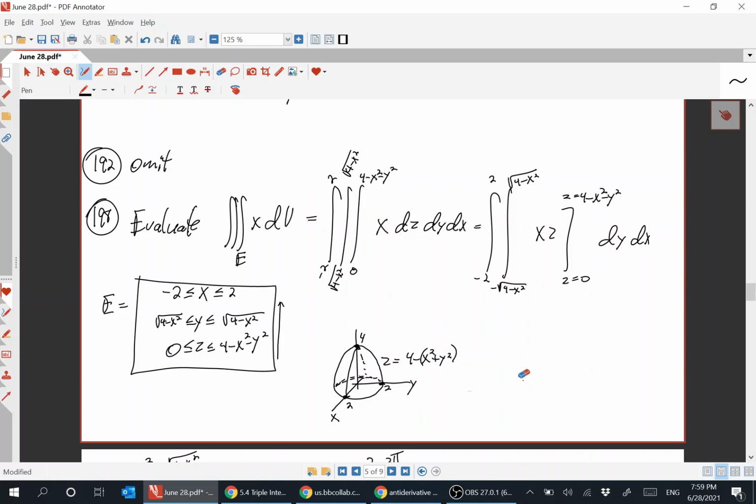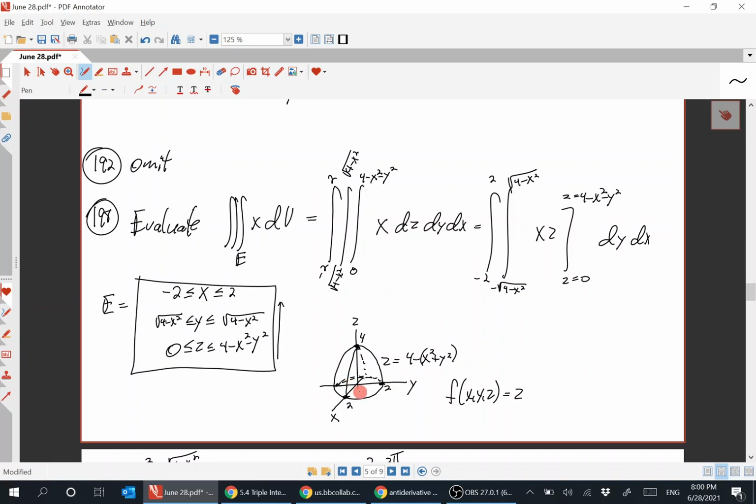And then the density function, f of x, y, z, is just equal to x. So this region is symmetric about the yz plane. The yz plane is right here, and for every x value you've got here, you've got the negative x value of it over there. So the function just kind of cancels out.